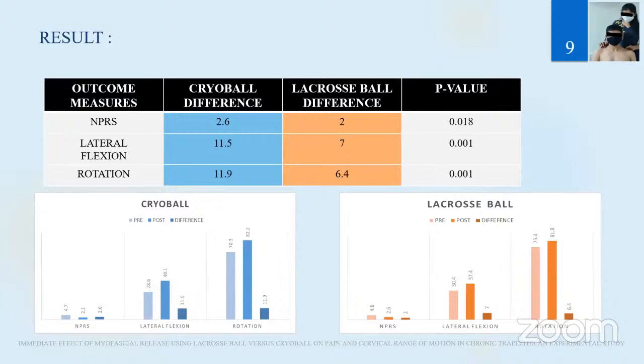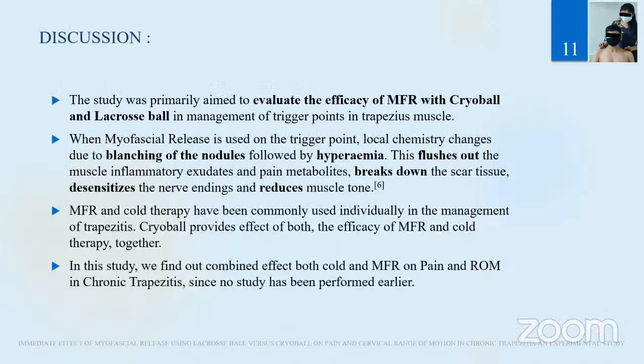This is the result. Between the groups, it was observed that the NPRS p value was 0.018, for lateral flexion 0.001, and for rotation 0.001. Discussion. The study was primarily aimed to evaluate the efficacy of MFR with cryo ball and lacrosse ball in management of trigger points in trapezius muscle.